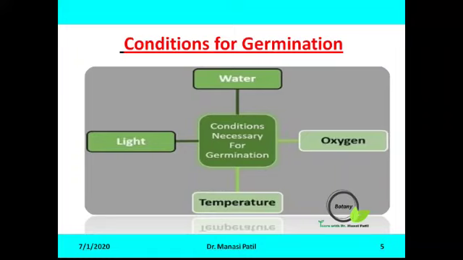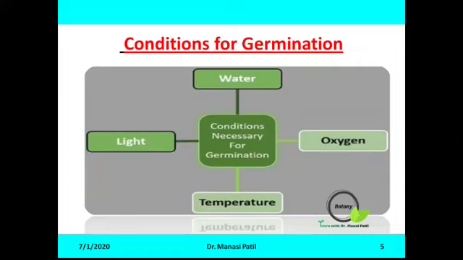The second important condition is oxygen. During germination, seeds also need a supply of oxygen, which is necessary for respiration, from which the seed derives its energy for all the chemical processes required for growth.